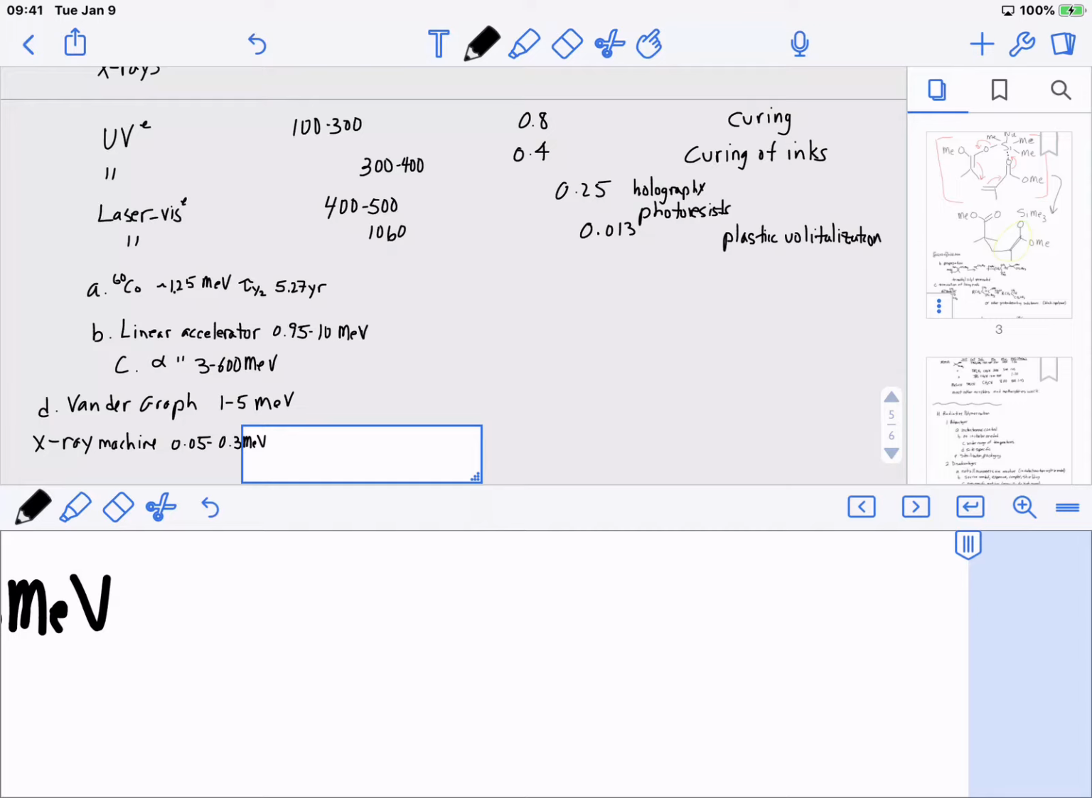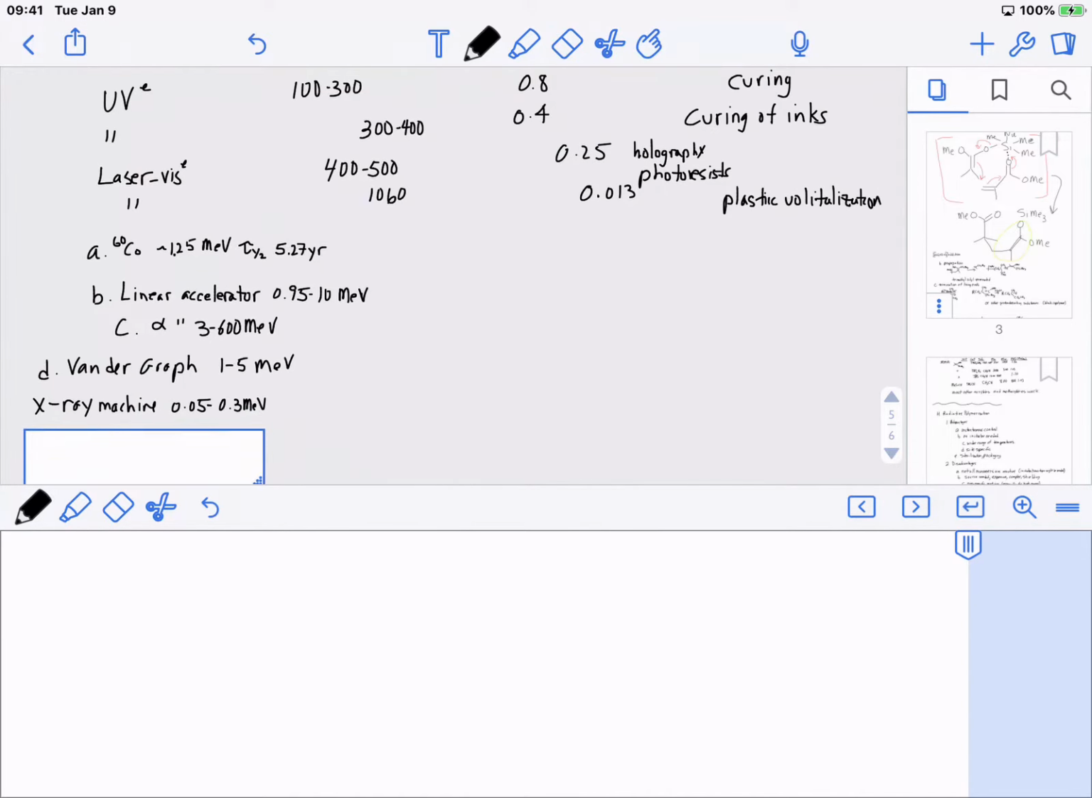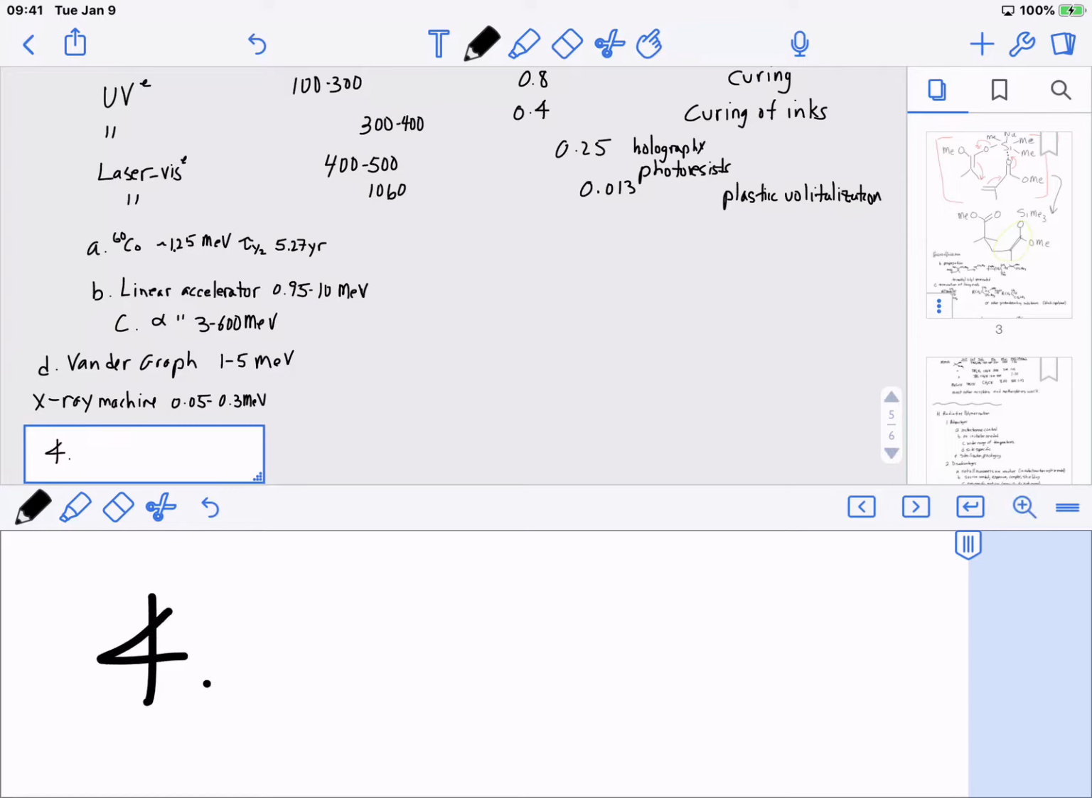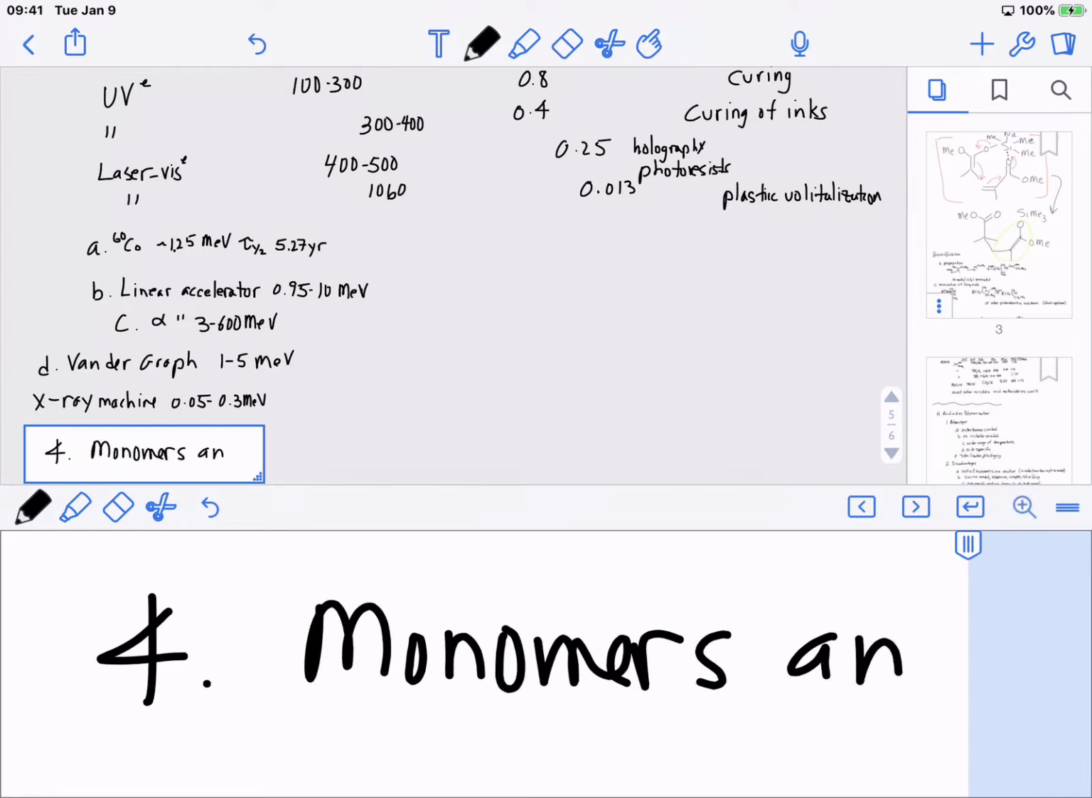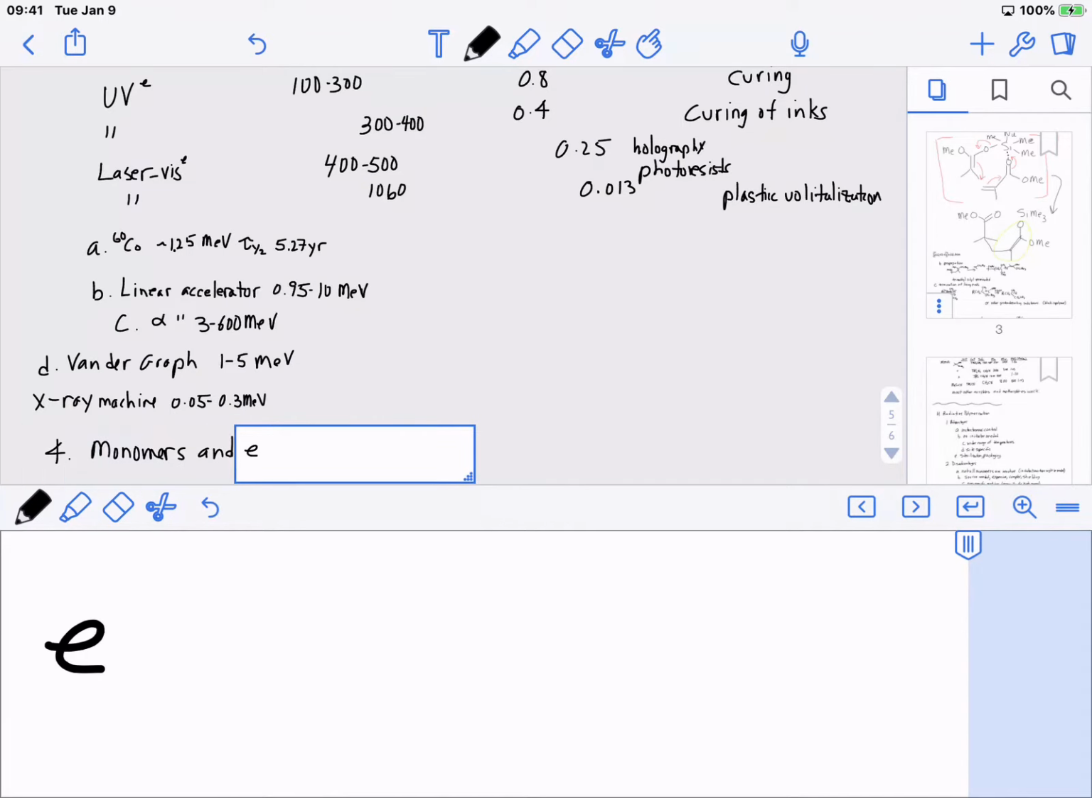Okay, so screen just went blank. Okay, let's do a couple examples. How are we doing on time? Okay, not too bad. Got a few examples here, but some of these are actually pretty cool. Okay, so we'll call this section 4, monomers and examples.